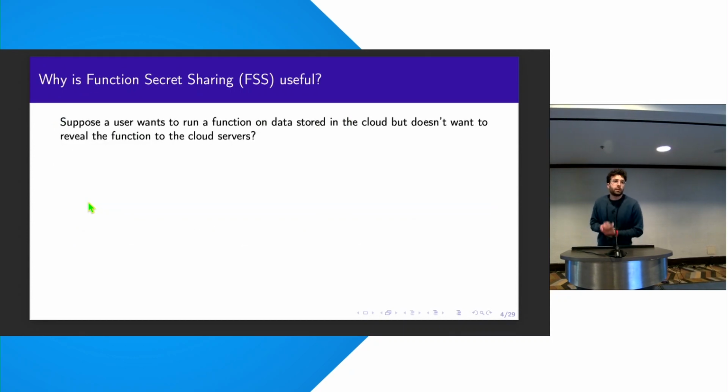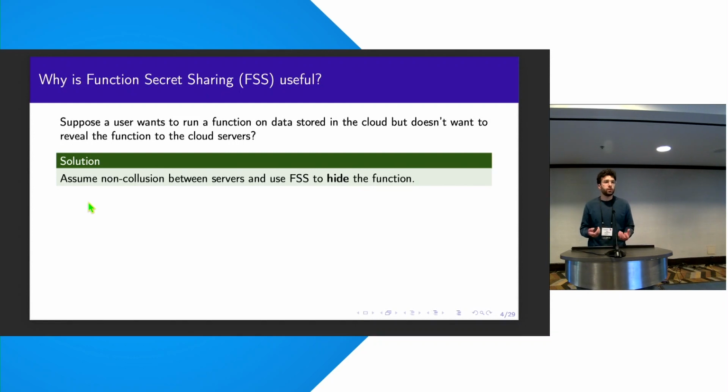Recombining will be denoted the same way. So why is FSS useful? Well, suppose a user wants to run a function on some data stored in the cloud, but doesn't want to reveal this function to the cloud servers. One solution is to assume non-collusion between the cloud servers and use FSS to secret share the function between these servers so that they don't learn what function they're computing on.